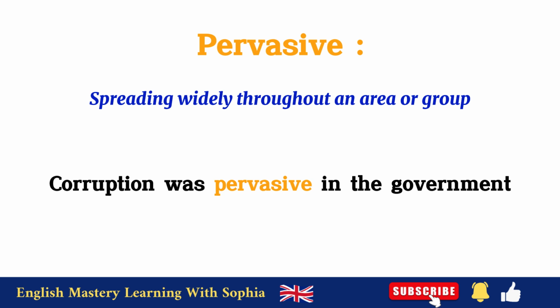Pervasive. Meaning: spreading widely throughout an area or group. Corruption was pervasive in the government.